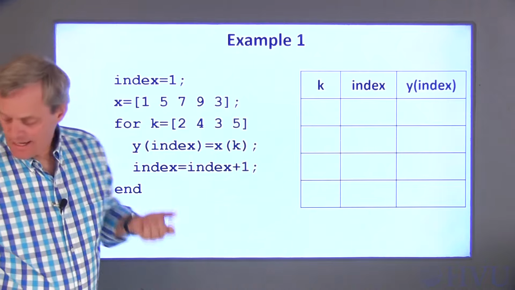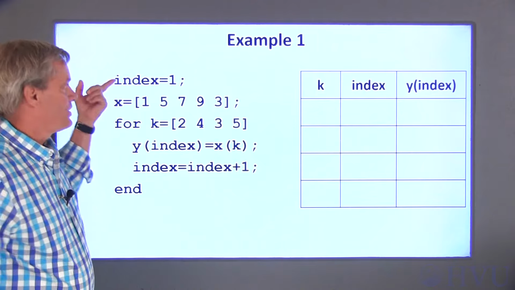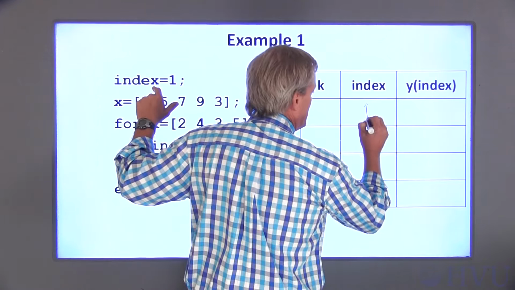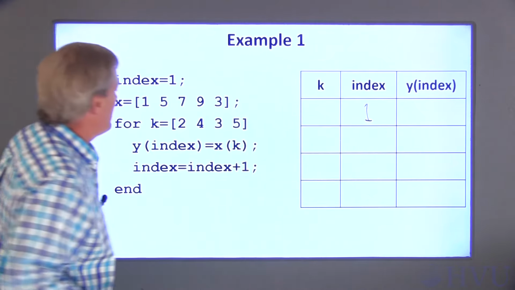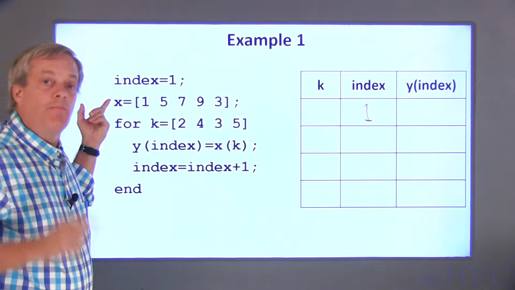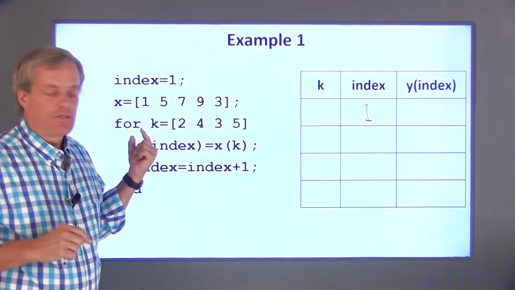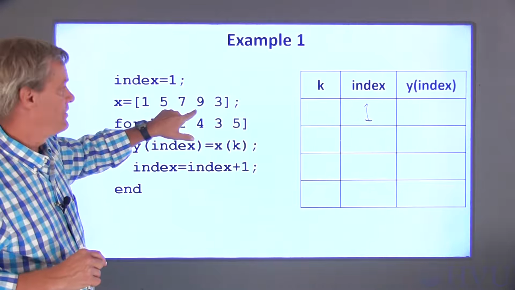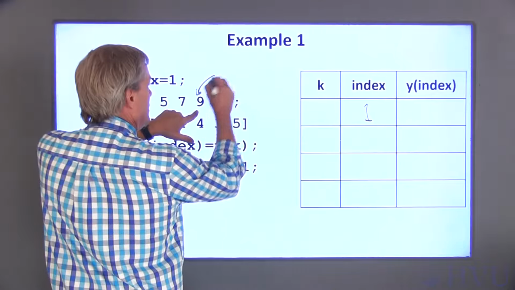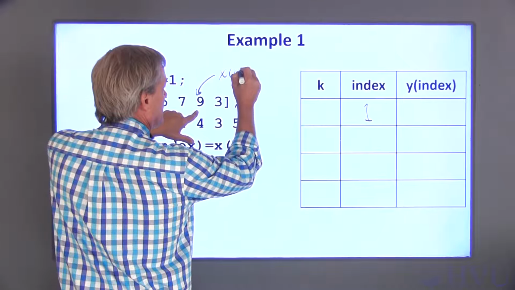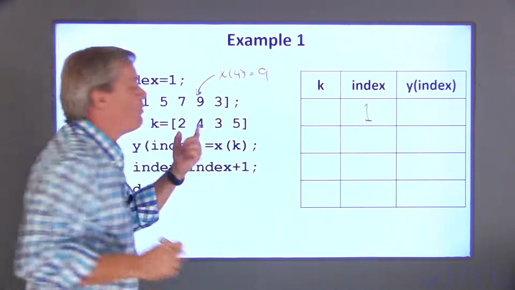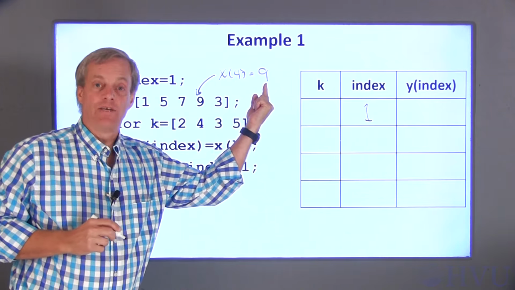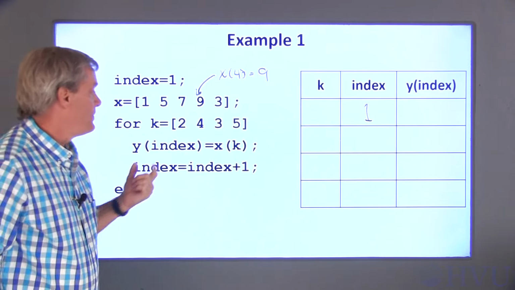The variables index and x are initialized before the loop starts. So before the loop starts, index is equal to 1. X is initialized as an array. Make sure you've got your array notation straight here. This is the first element in x, this is the second, this is the third, and this is the fourth. So x of 4 is equal to 9. We have to keep track of both the location in the array and the actual value itself. Don't get those mixed up.